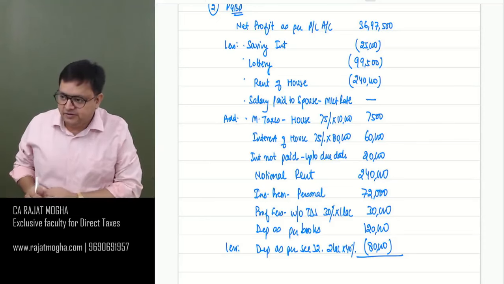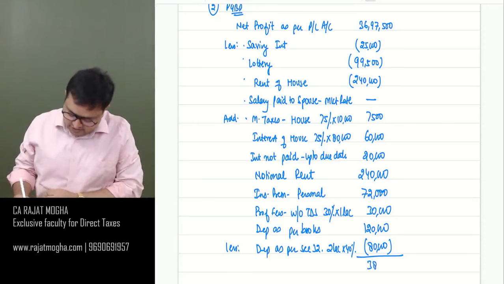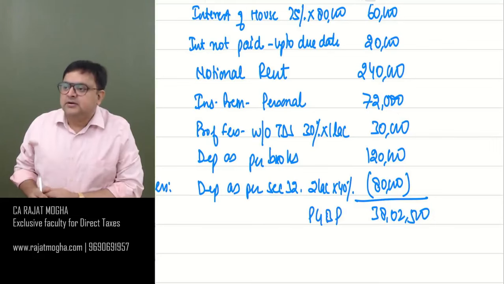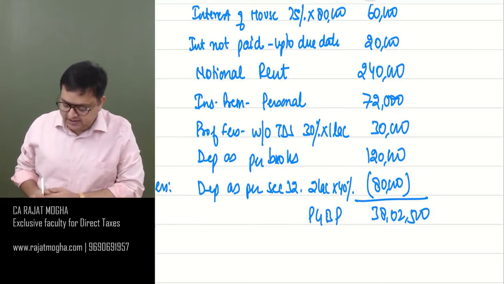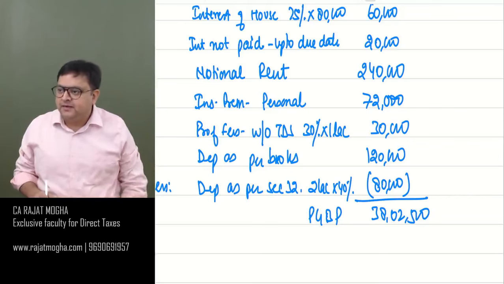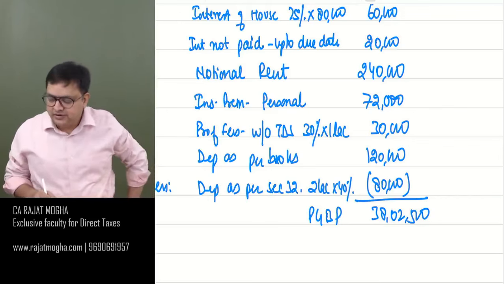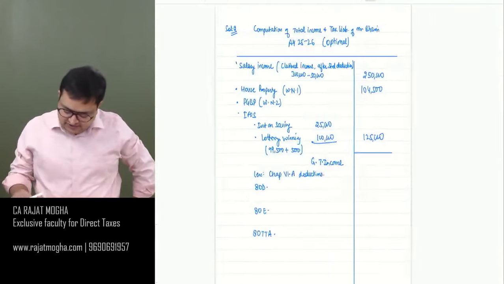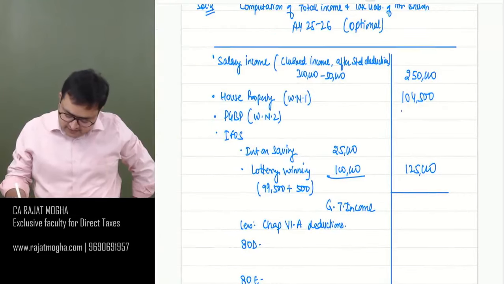38,02,500. Okay. Thank you. 38,02,500. This is PGBP. Okay. Santosh, Darshni, 38 lakh 2,500. Aditya, correct. Good. Very good. Pradeepa, Raju sir, 38 lakh 2,500. Correct. So let us take it in PGBP, 38 lakh 2,500.